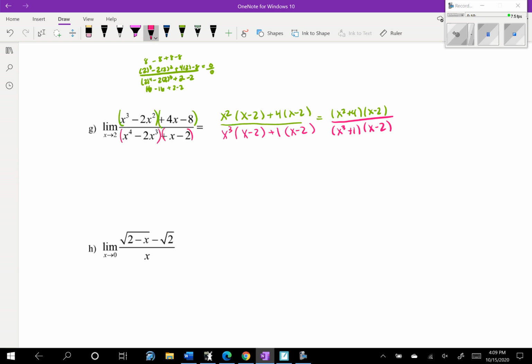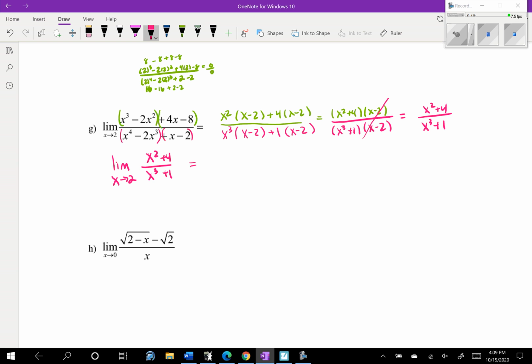And now you can see that you have that common factor between the numerator and denominator that factors out that common 0. So that becomes x squared plus 4 over x cubed plus 1. So now I'm going to look at the limit as x approaches 2 for x squared plus 4 over x cubed plus 1 because we took care of that hole in our graph. And now when I plug in 2, it no longer makes my denominator equal to 0. So then I just need to simplify.